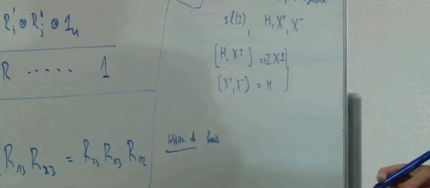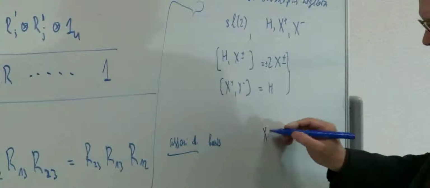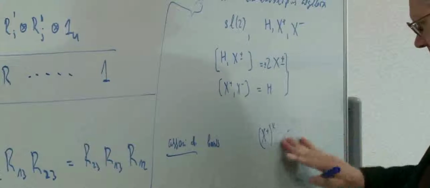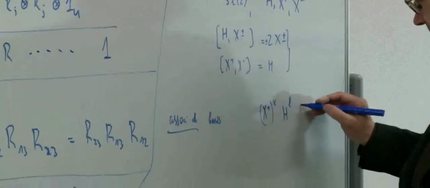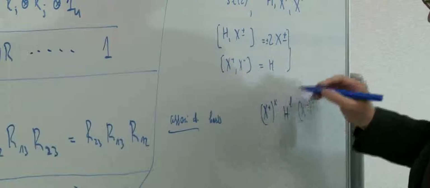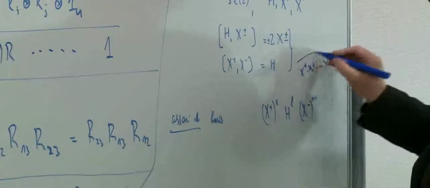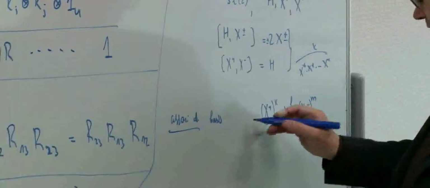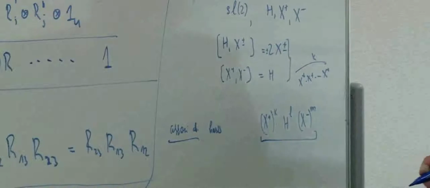So this means that I can say what is x plus 2 degree k, I can say what is h 2 degree l, and I can say what is x minus 2 degree m. This is just, of course, the multiplication taken k times, here l times, and m times. And there are certainly some coefficients. So this forms the basis. These polynomials form the basis.